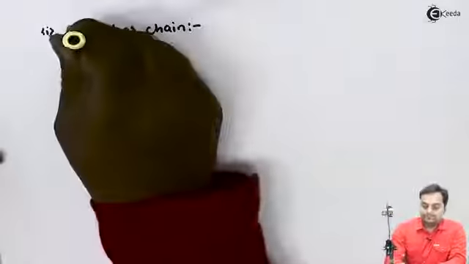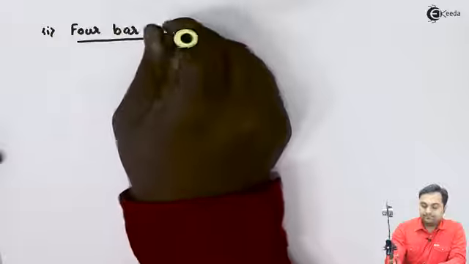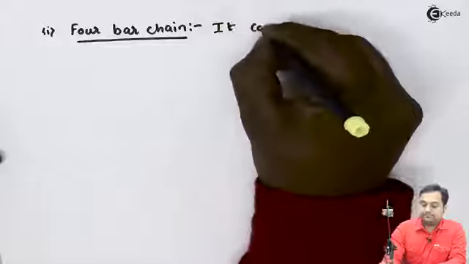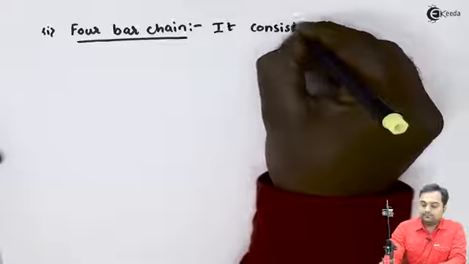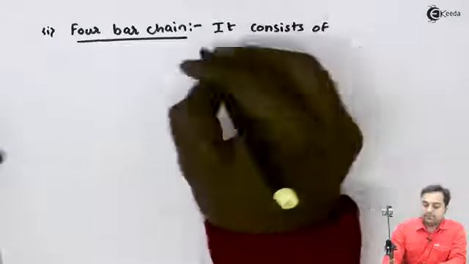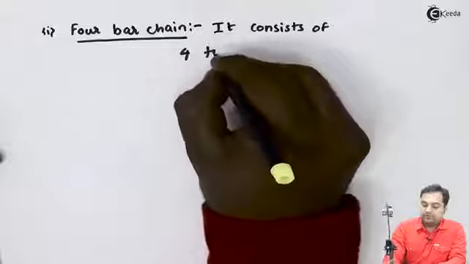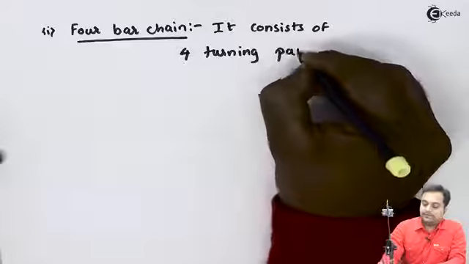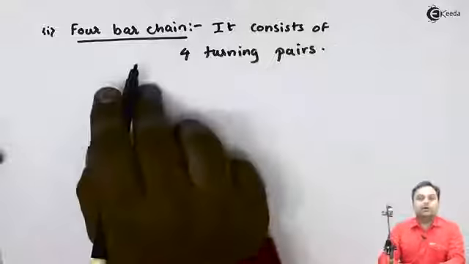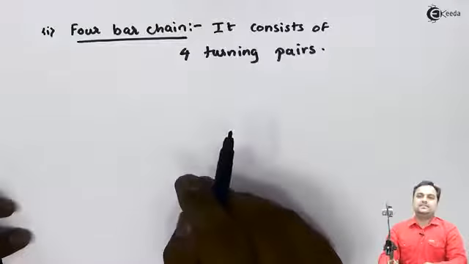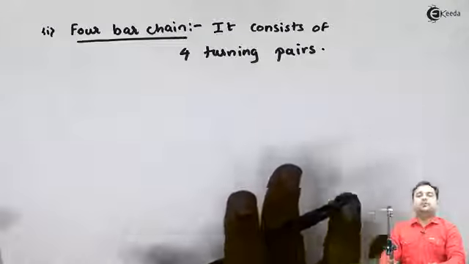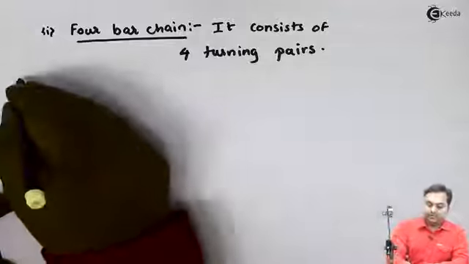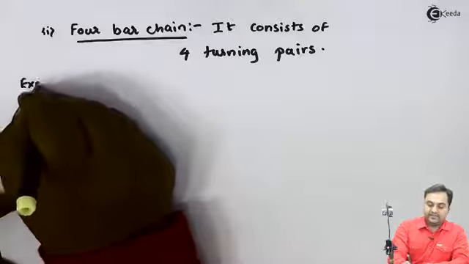4-bar chain consists of 4 turning pairs. That is, in the case of a 4-bar chain, the sliding pair is absent. We only have turning pairs, no sliding pairs. So I'll give you an example of a 4-bar chain by drawing the diagram for this.